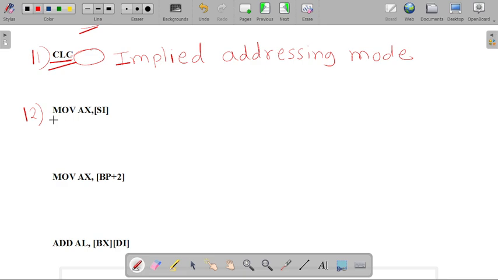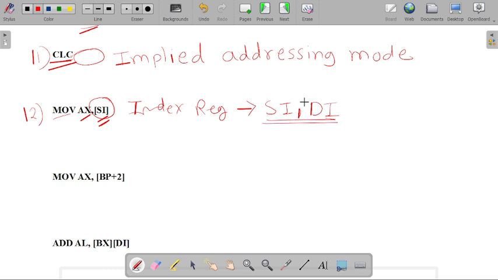Next example is MOV AX, comma SI. So here the index addressing mode will be there, because our index registers are SI and DI. So source index and destination index, these two are the index registers. If one of the registers is there in that particular instruction, we can write it as index addressing mode.